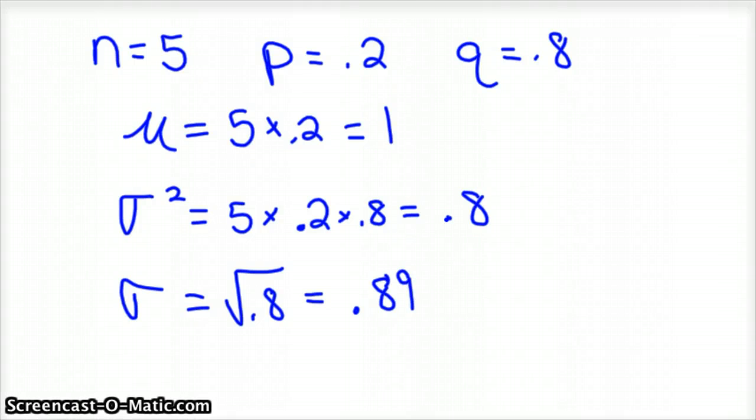Okay, and so that is how you find the mean, standard deviation, and variance of a binomial distribution.